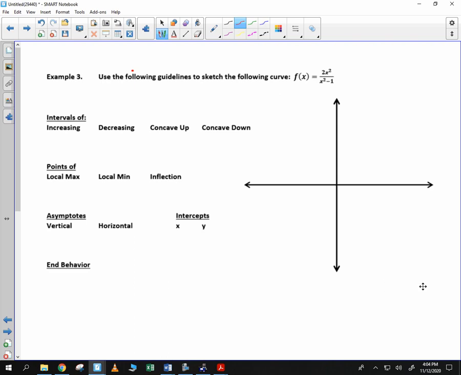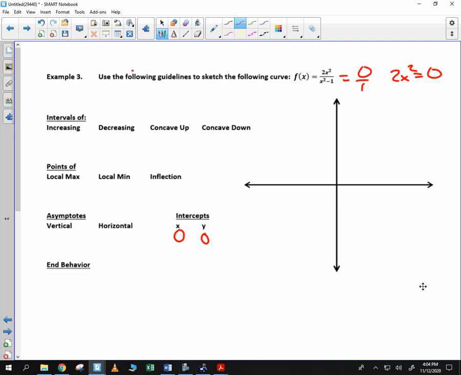Right, calculus curve sketching part two. Again, as we consider the intercepts, the y-intercept occurs when x is zero. So if you plug in zero, you're going to get zero for y. And then if you set the function equal to zero, if you cross multiply, notice that you would get 2x squared is equal to zero. And that would be at x equals zero. So another situation where it goes through the origin.